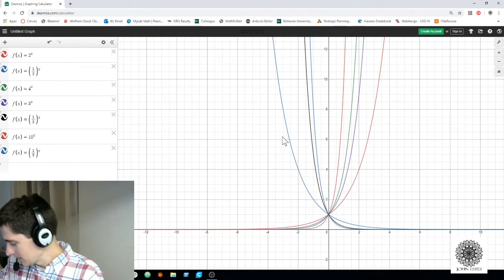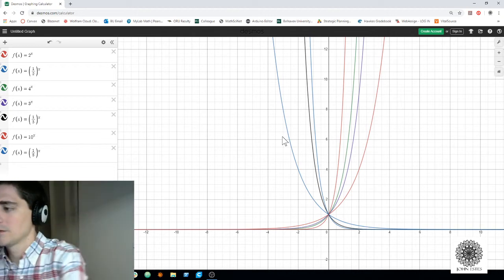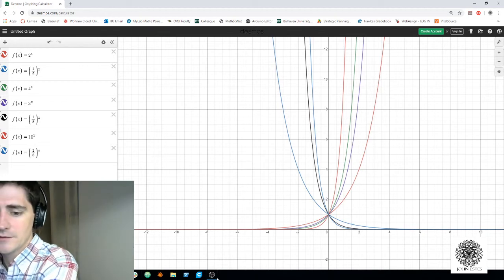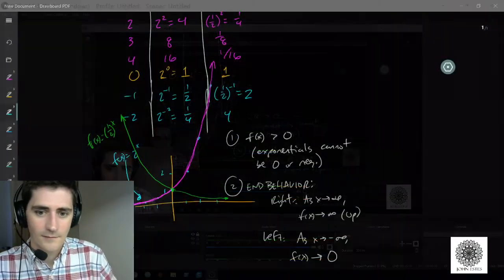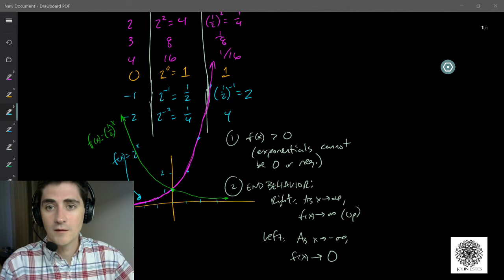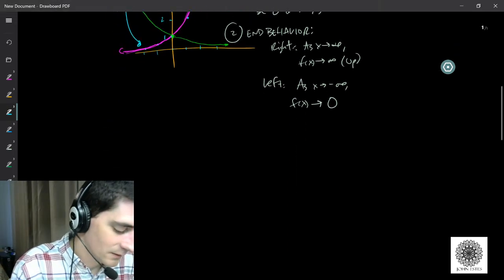Okay. Now what we want to do is play a little bit with the graphs. We're going to do a couple of examples where we do some graph transformations like we did in the last chapter. And then we're going to look at how you solve some exponential equations, some equations dealing with exponential functions.